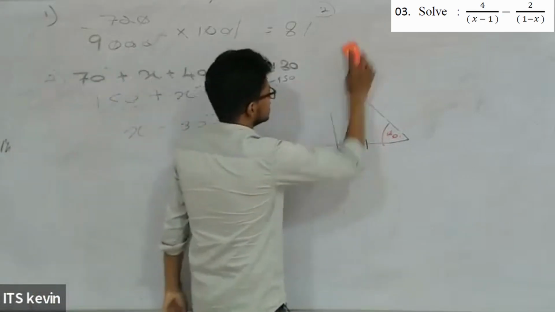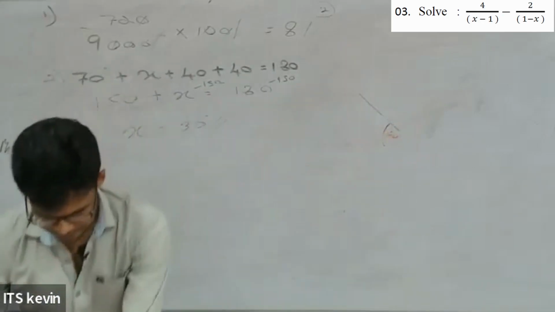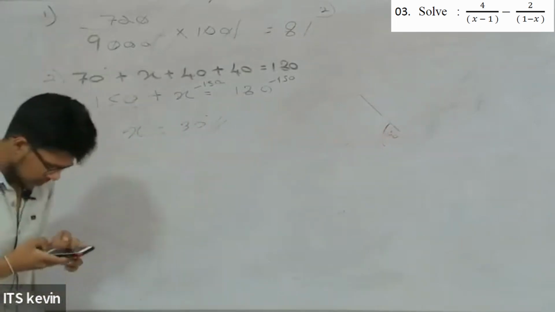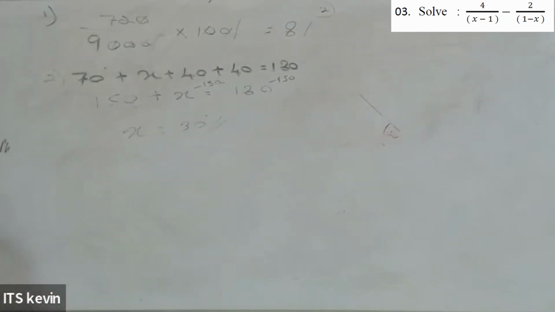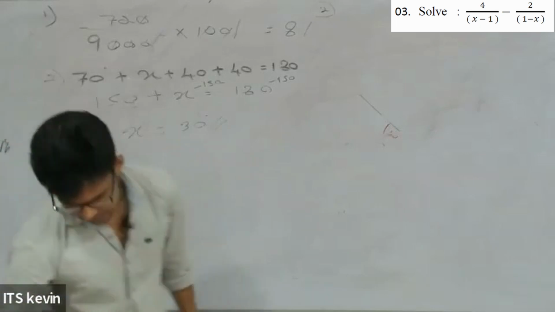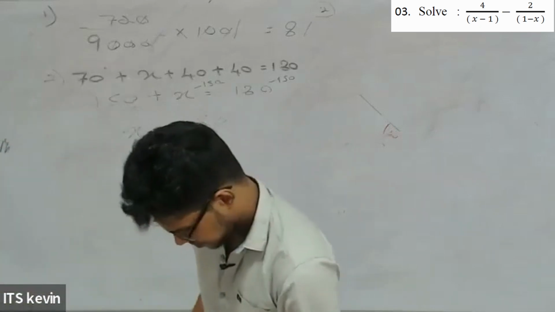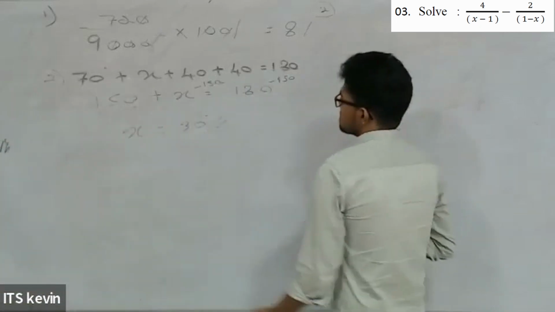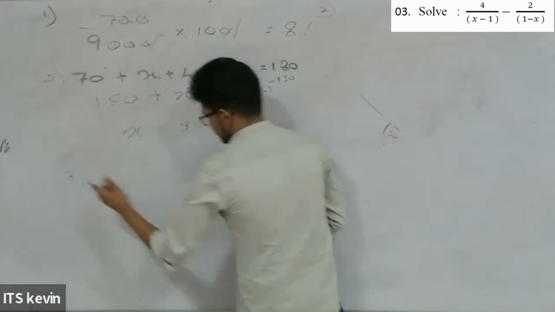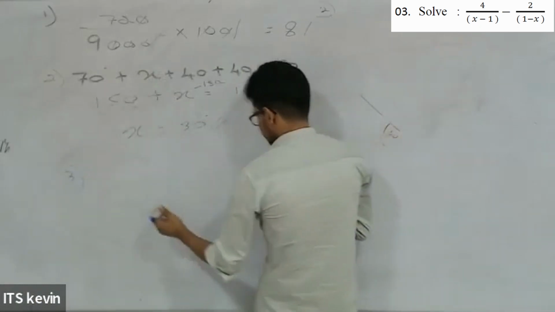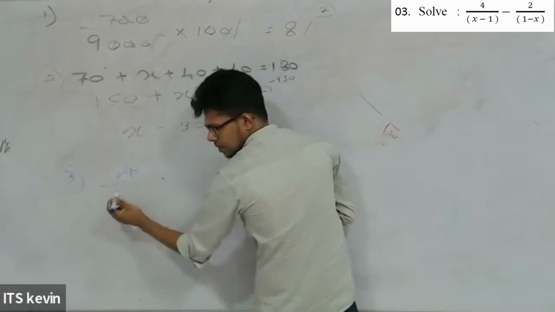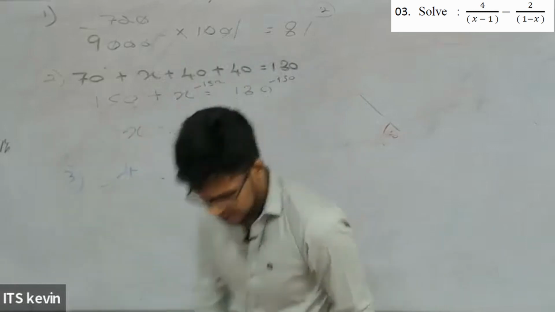All right, what is the answer for the next one? What is the question? Okay, solve. All right. Number 3. We have 4 over. Online students, the board is clear, right?